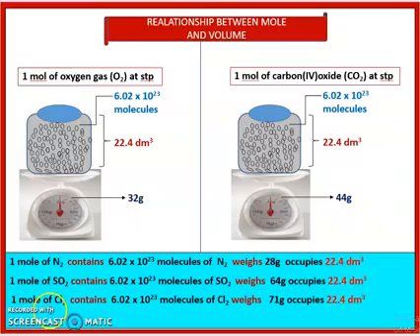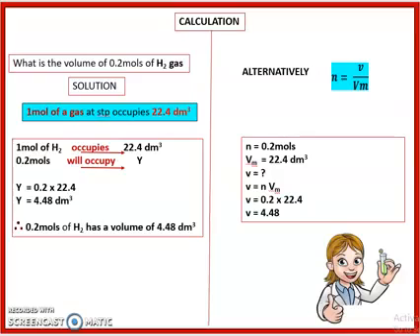1 mole of chlorine gas contains the same number of molecules, which is 6.02 times 10 to the power 23 molecules of chlorine. And it weighs the molar mass, which is 71 grams. The molar mass of this chlorine is 71. And the volume it occupies at STP is still 22.4 dm3. Because 1 mole of any gas at STP occupies a volume of 22.4 dm3. Okay? So let's see how you can use this information in calculation.